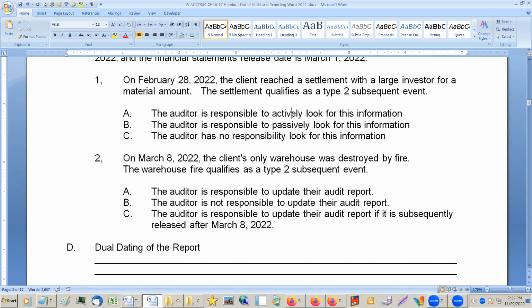Okay, so which of these is the right one? I didn't actually ask a question. Which one of these indicates what the auditor's responsibility is?